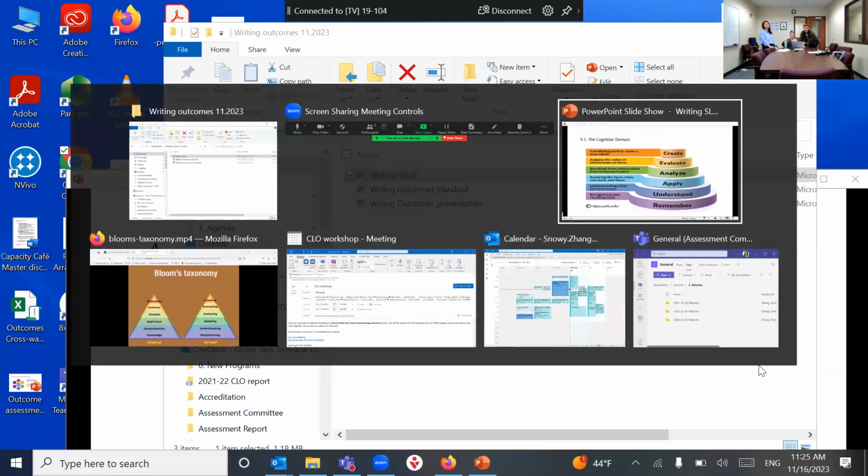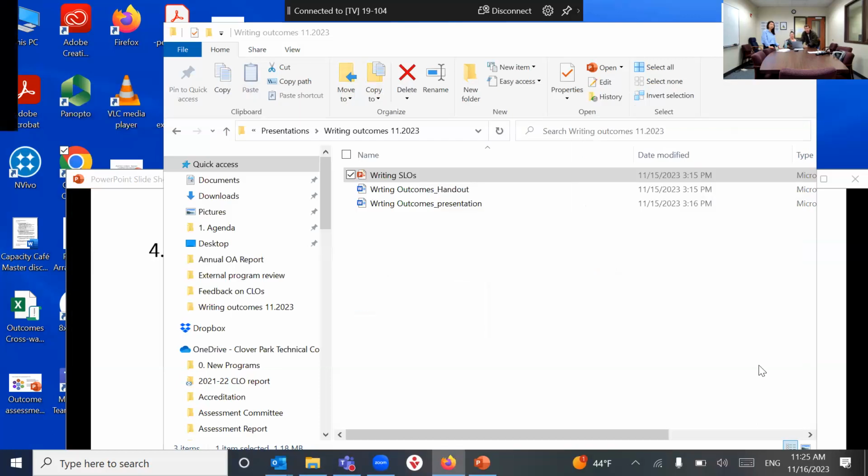Evaluation moved down one and synthesis, which became creating, moved to the top. One more thing to add is that there are actually two main domains of the revised Bloom's taxonomy, a cognitive domain and a knowledge domain.